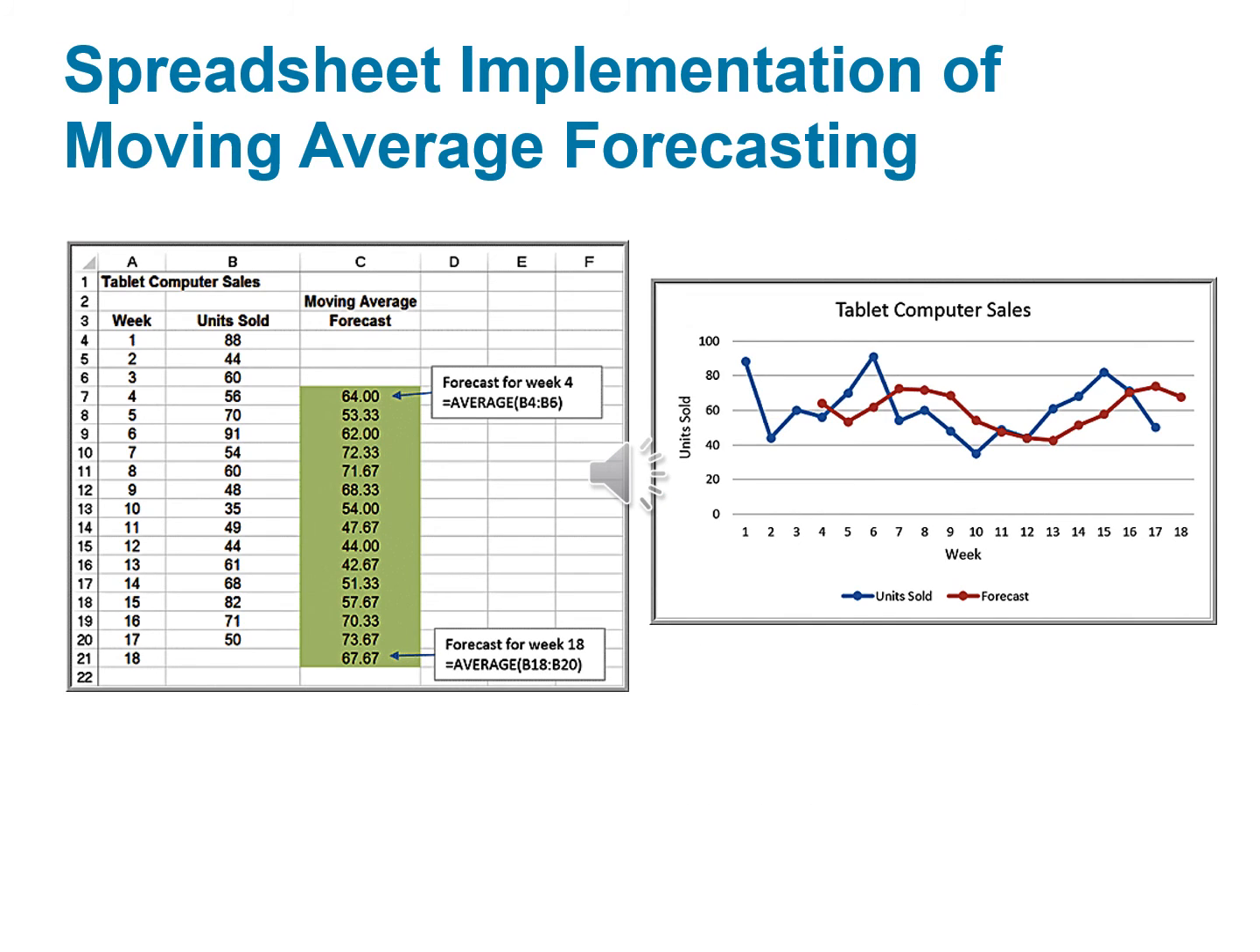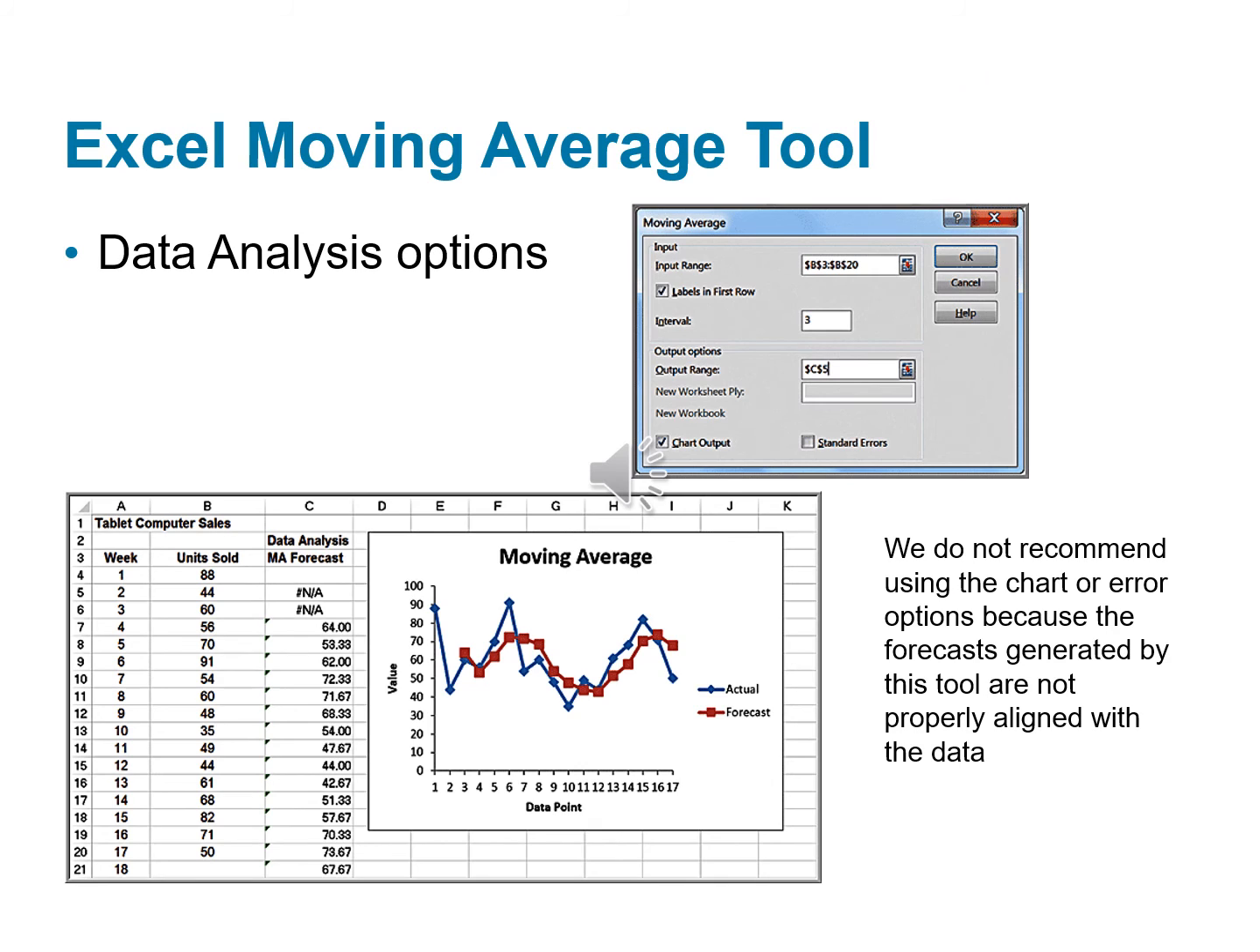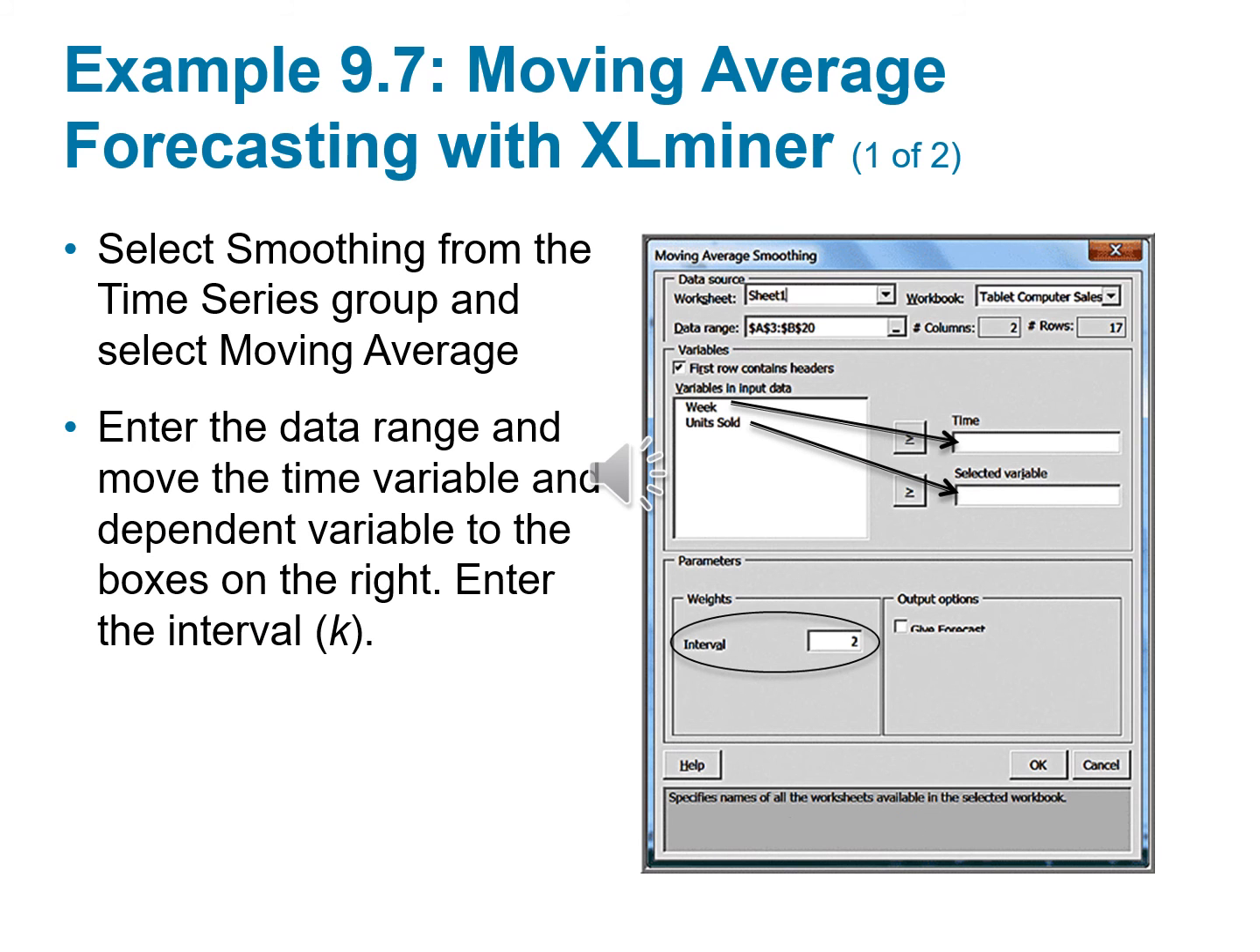Spreadsheet implementation of moving average forecasting. Excel moving average tool. Data analysis options. We do not recommend using the chart or error options because the forecasts generated by this tool are not properly aligned with the data. Example 9.7, Moving Average Forecasting with Excelminer, 1 of 2.